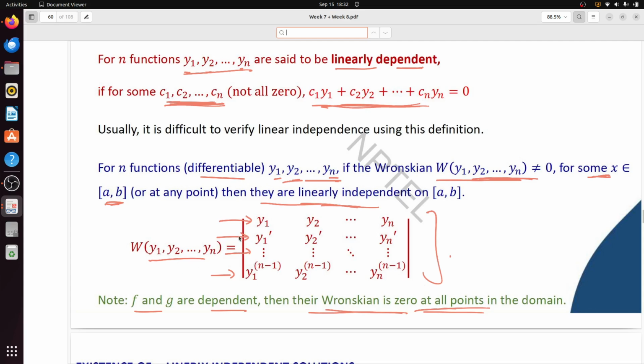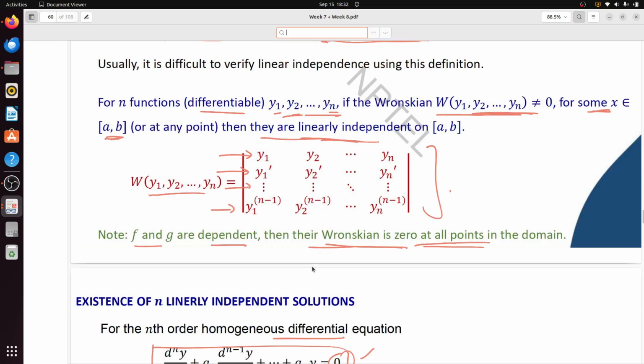And what is the definition of the Wronskian? It is a determinant of the functions y1 to yn, with their first order derivatives, second order derivatives, and so on row wise, up to the (n minus 1)th order derivative. Is it clear?